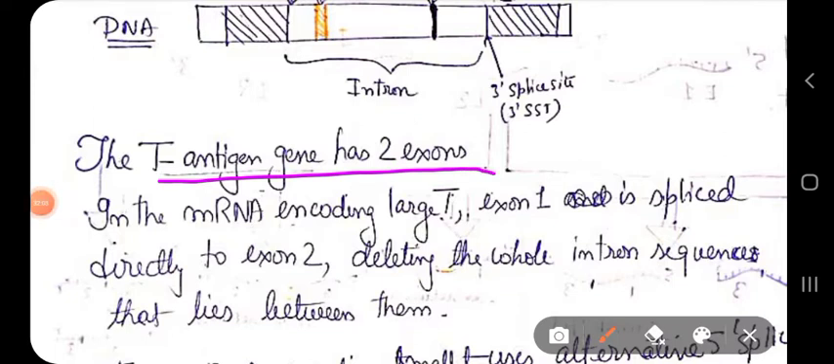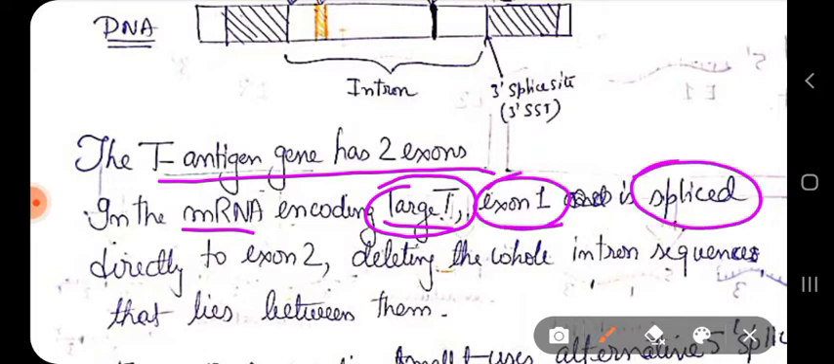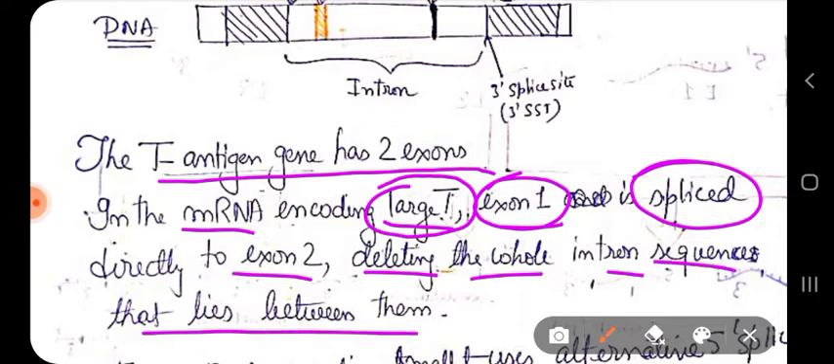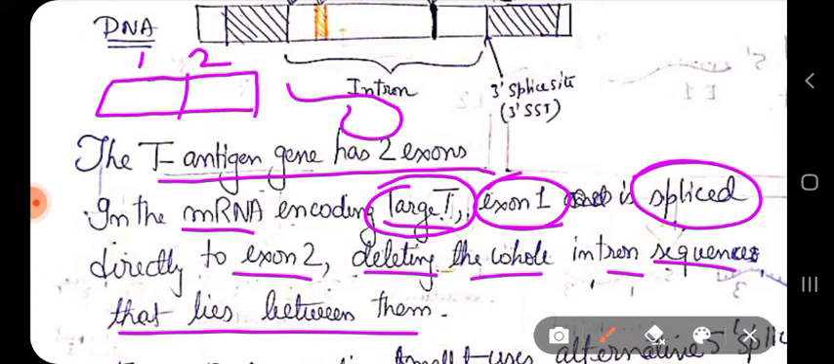The mRNA which will encode the large T antigen, in that mRNA, exon 1 will be spliced directly to exon 2, and it will delete the whole intron sequence that lies between them. Usually, as we see in the normal splicing process, exon 1 and 2 join and the whole intron is removed in the form of a lariat. This is seen in the production of large T antigen.